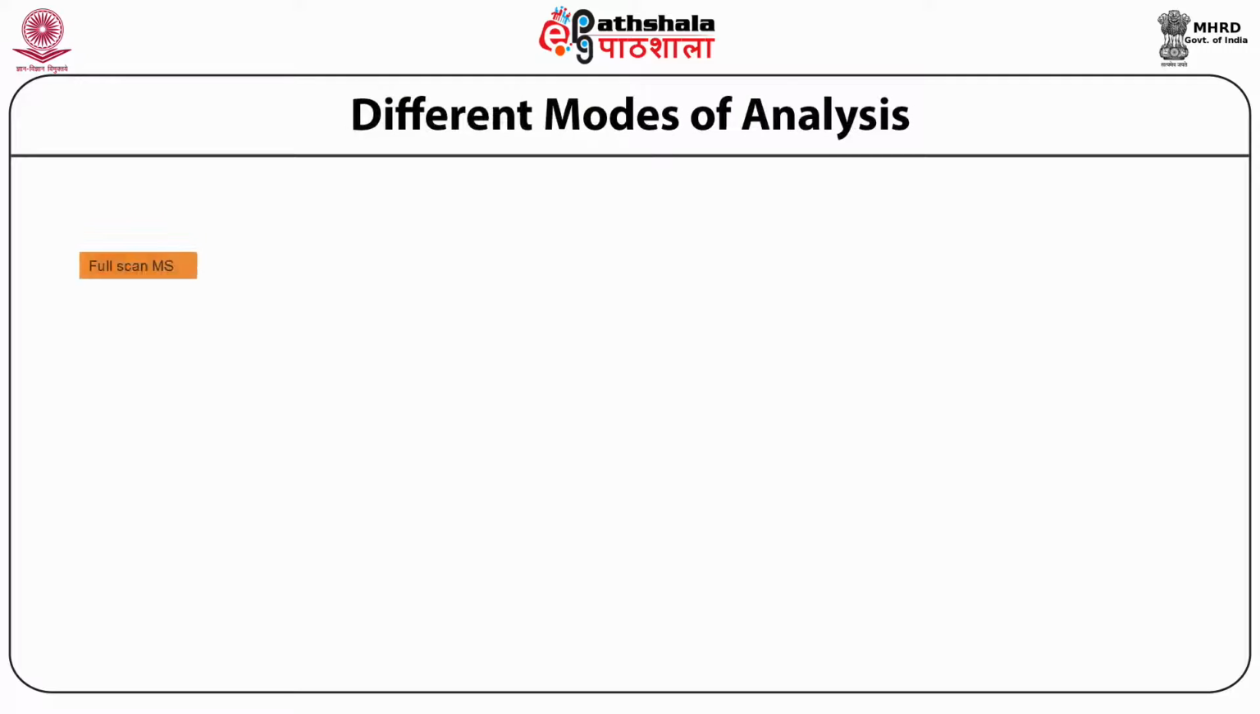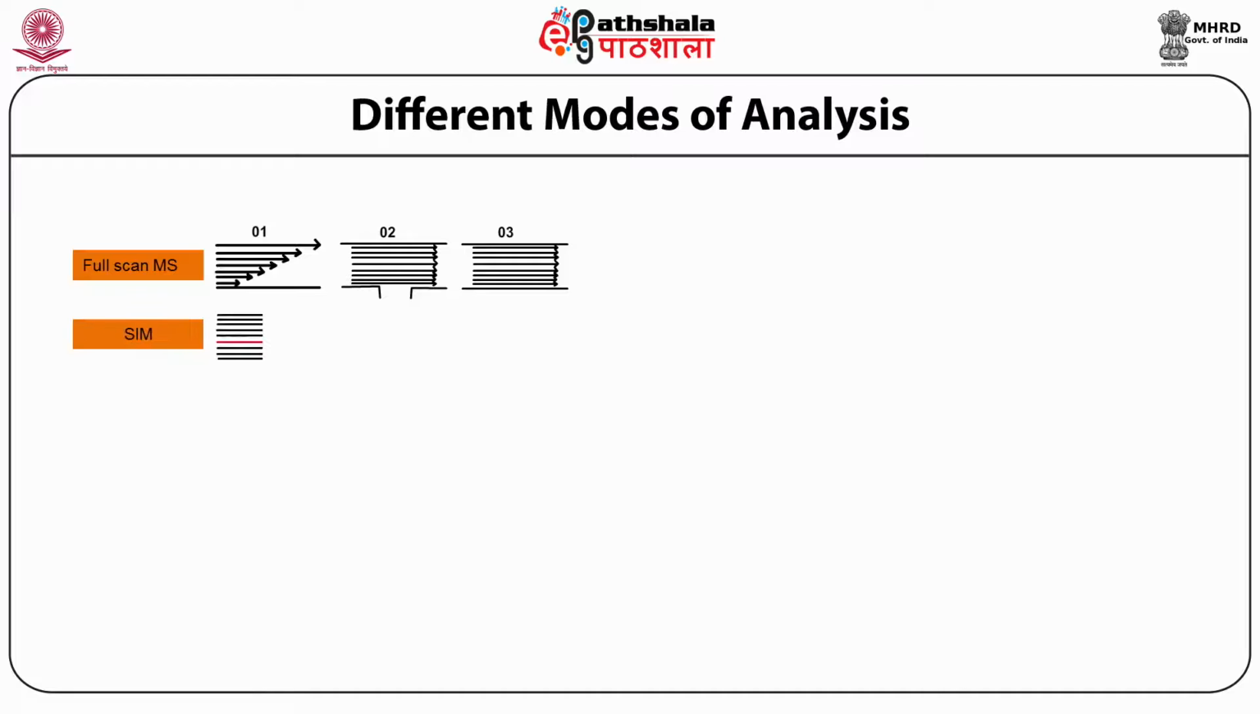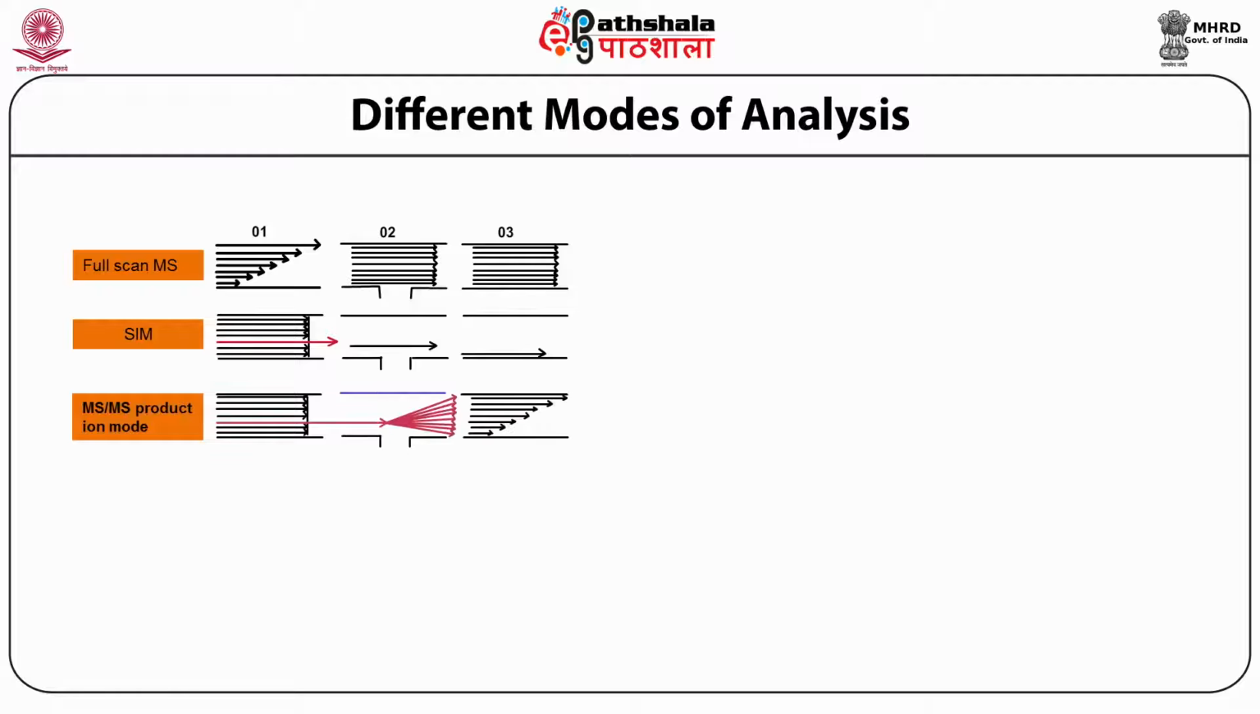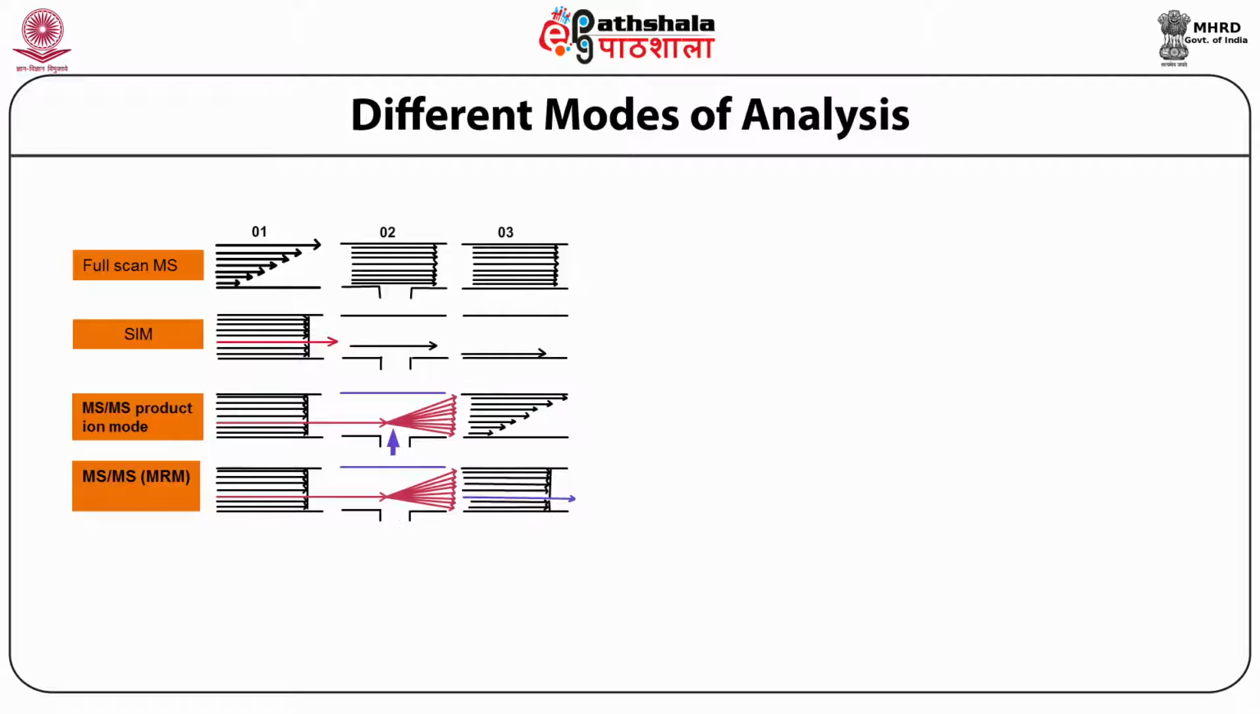I'm going to explain different modes of analysis possible in mass spectrometry. Here we have different analytical methods in which the three quadrupoles are doing different functions. First of all, full scan mass spectrometry, in which all three quadrupoles synchronize to scan all the molecules coming out of the solution where it is ionized by the ionization source. So you monitor all of them.